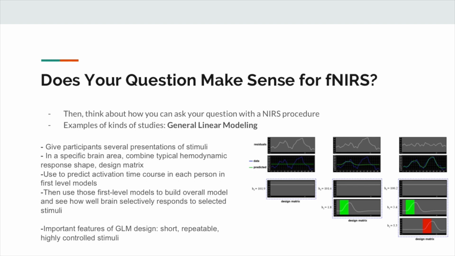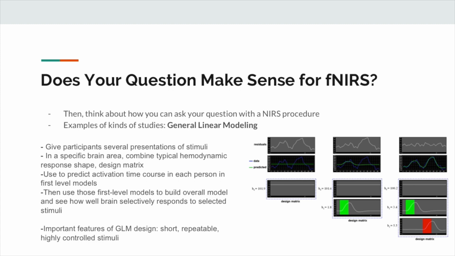For those who have not taken a lot of stats yet, that essentially means you give participants several presentations of stimuli in a specific condition. It might be pictures of something scary versus pictures of something neutral. You give them lots of presentations of stimuli that fall into both of those conditions.